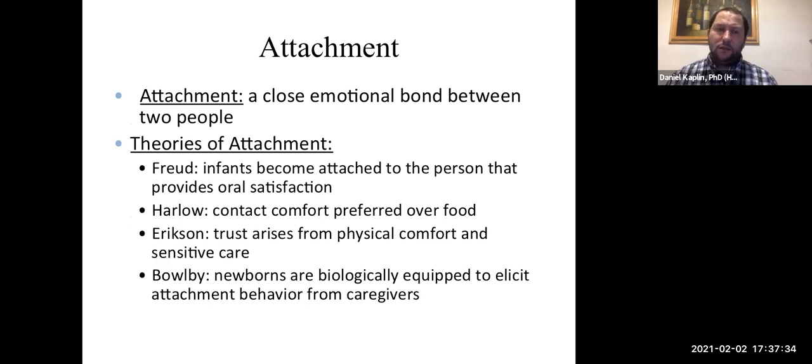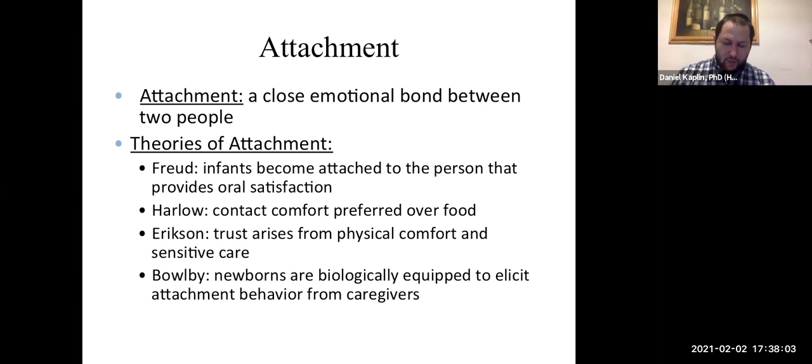Now, attachment is a close emotional bond with a caregiver or loved one. There are different theories of attachment. According to Freud, attachment forms to those who provide oral satisfaction. So your first attachment is to your mother because they breastfeed you, at least in his day. Now we bottle feed, but because the mother is the source of oral satisfaction, they're the first attachment.